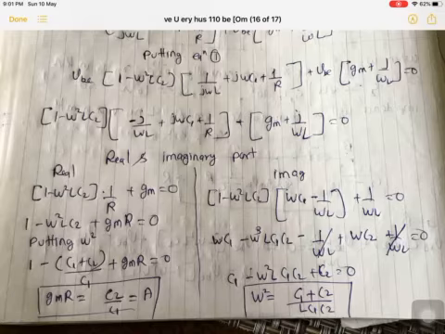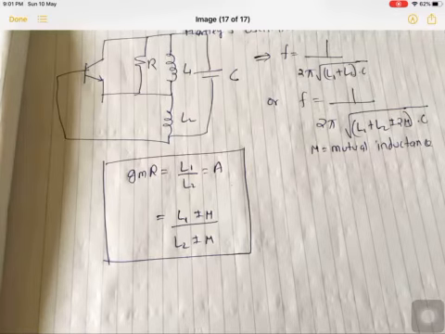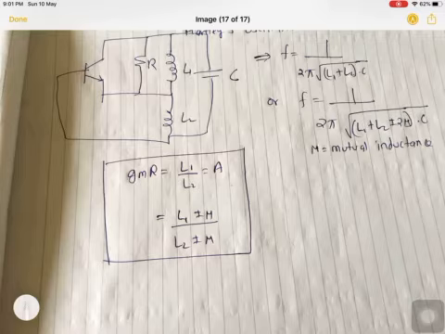Now we will move towards the Hartley. Hartley is practically less used because it requires two inductors, and the fabrication and use of inductors is quite bulky. Inductors are generally bulky in size compared to capacitors. So it is practically not much used, and that's why I am not going into the derivation of it.